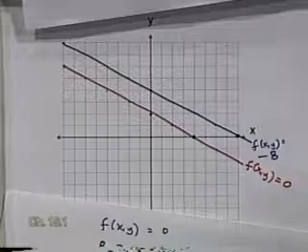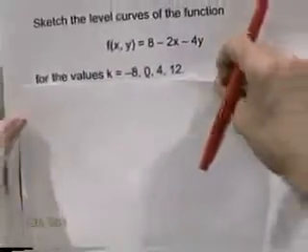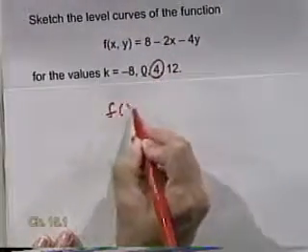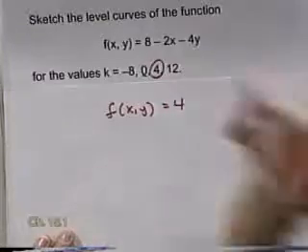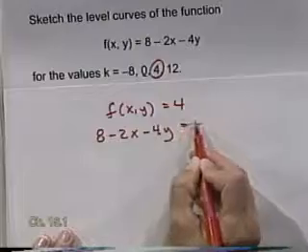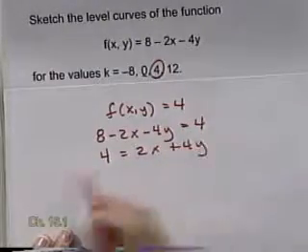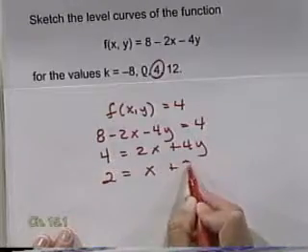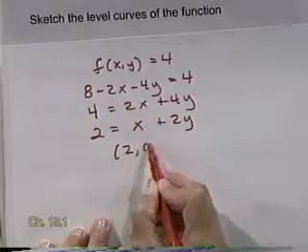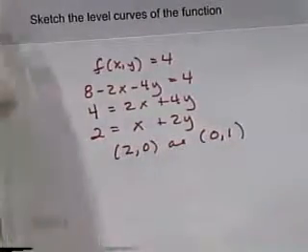You with me? I don't know if I want to do it for 4 and 12, but let's do it at least for 4. If I want to get the level curve for f of xy equal to 4, again, I take my f of xy, set it equal to 4. I could subtract 4 here, add these guys. How about divide by 2, just to graph the line a little bit easier. Points on that line would be x could be 2, y 0, and another one, how about x is 0, y is 1.